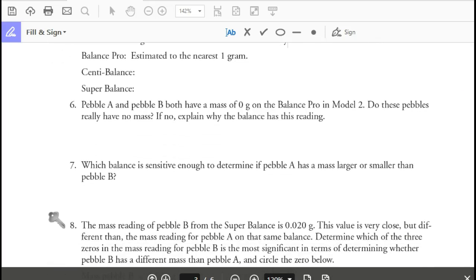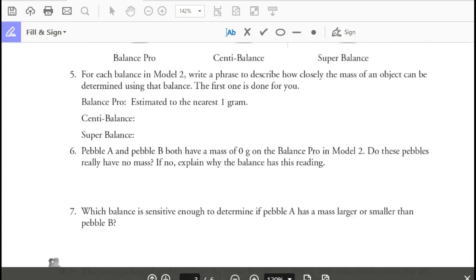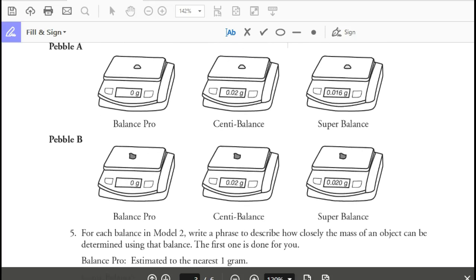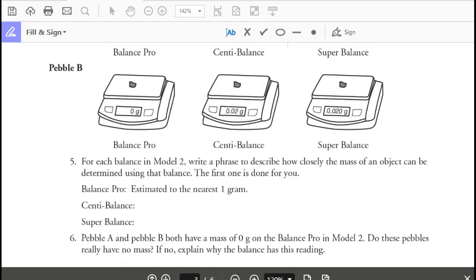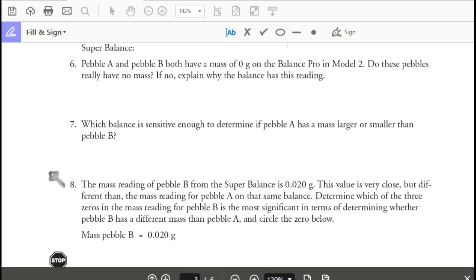Which balance is sensitive enough to determine if Pebble A has a larger or smaller mass than Pebble B? So let's look at Pebble A and Pebble B. This one's reading 2, so these read the same. These two are also reading the same. So it looks like the super balance is the only one that shows any difference in mass. This one's reading 20 grams and this one's reading 16. So that's the only one that's sensitive enough to make the reading.